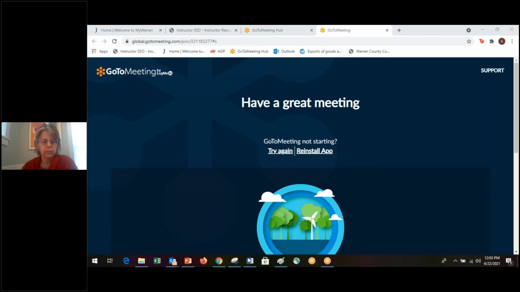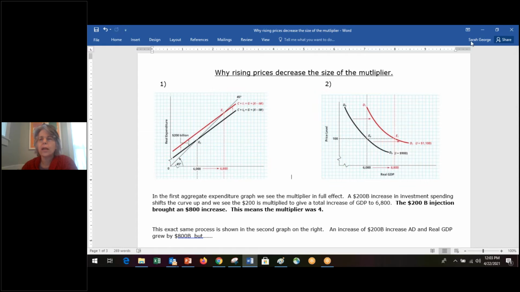Hi, everybody. Professor George here. I've had lots of questions about understanding why the multiplier becomes smaller when there's a change in the price level. So I'm going to do a very short tutorial and help you understand this concept.